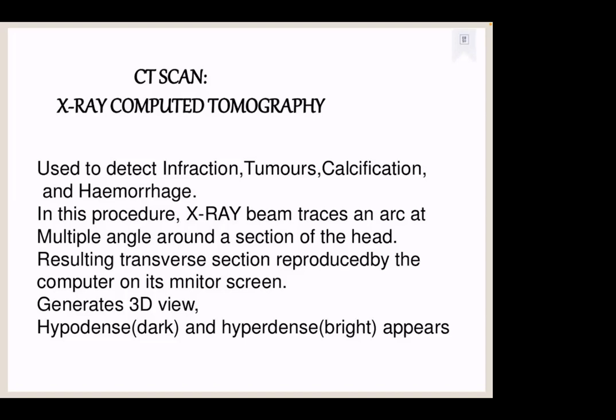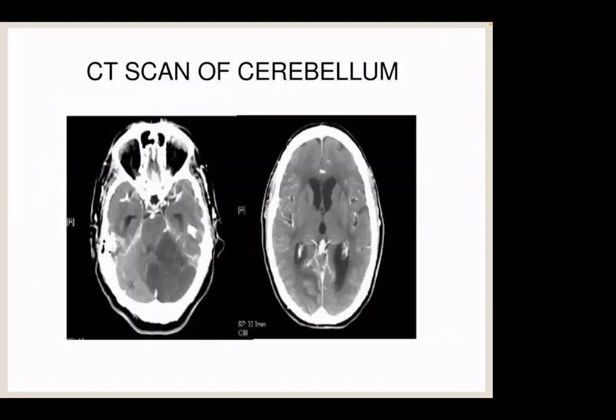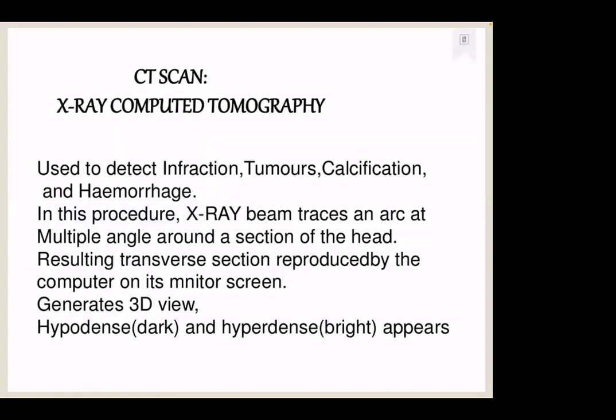In this procedure, an X-ray beam traces an arc at multiple angles around a section of the head, resulting in a transverse section produced by the computer on its monitor screen. It can generate a 3D view. Hypodense, which means dark, and hyperdense, bright, appear as shown in this CT scan of the cerebellum, showing the cerebellum and its content pathology.